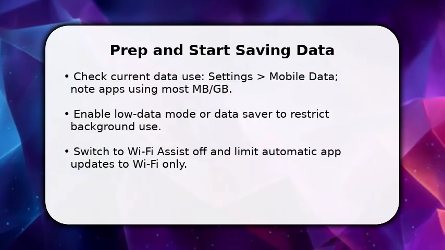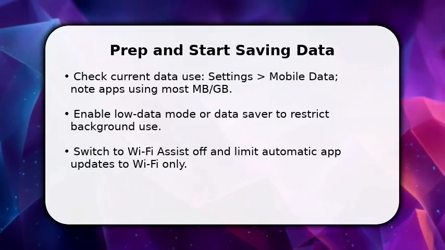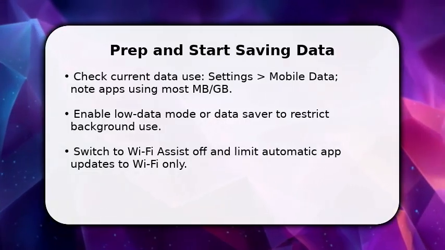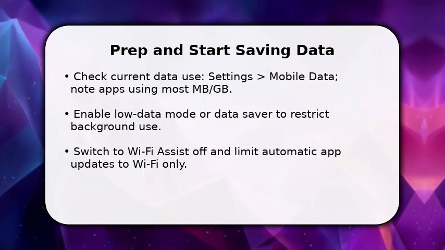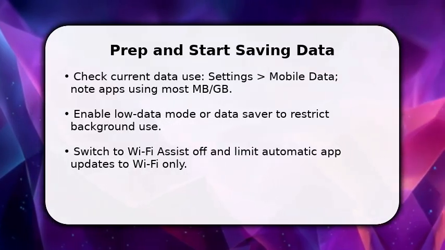You begin by measuring where your data goes so you can cut the biggest drains. Open Settings, view mobile data, and identify top consumers. You'll act on them next.